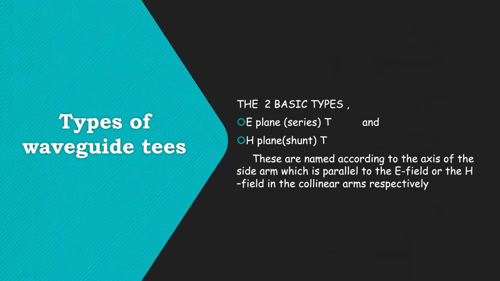As I said, there are many types of waveguide Ts. Today we will be learning about two basic types, that is the E-plane series T and the H-plane shunt T. These are named according to the axis of the side arm, which is parallel to the E field or the H field in the collinear arms respectively.